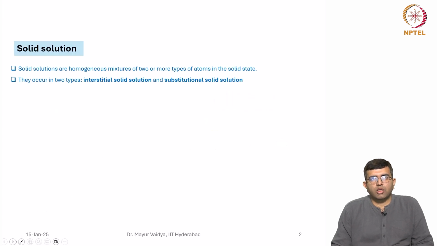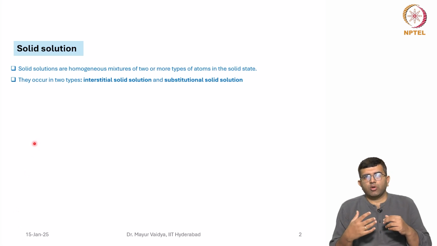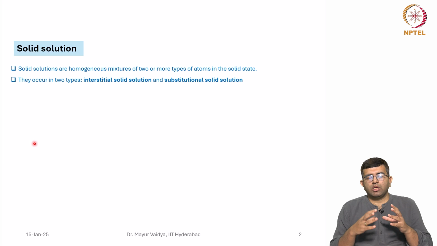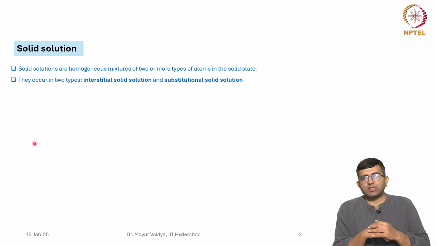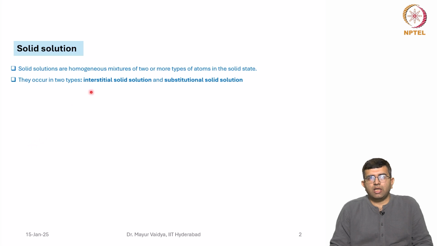Perhaps some of you have done physical metallurgy courses where we see that solid solutions are a homogeneous mixture of two or more types of atoms in the solid state. We saw the thermodynamics of it when we revisited, and primarily they occur in two types. One is interstitial solid solution, another is substitutional solid solution.